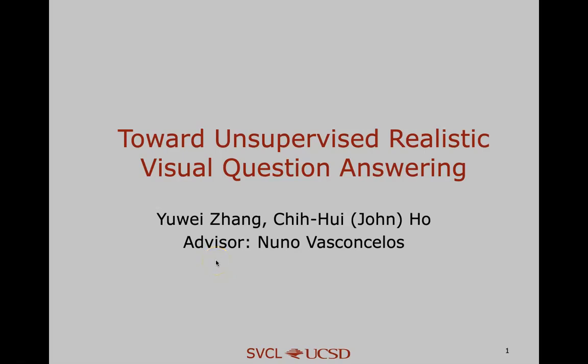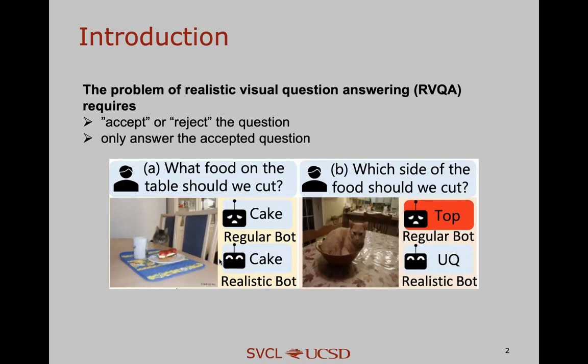I'm here to present my research toward unsupervised realistic visual question answering. The problem of realistic visual question answering, also referred to as RVQA, aims at improving robustness of VQA systems to unanswerable questions, also referred to as UQs in this slide.